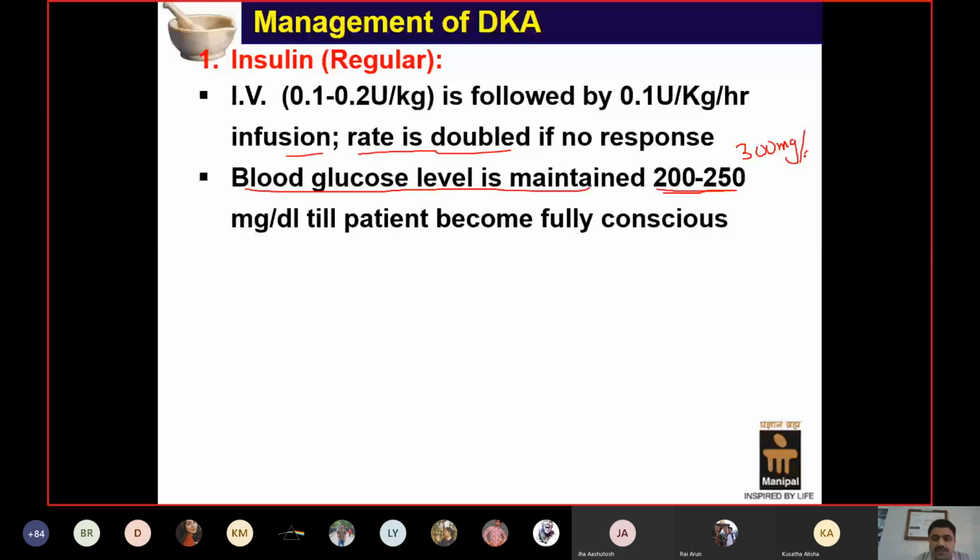And the reason for maintaining this is that, if you maintain this, then slowly the ketone bodies will be eliminated from the body.